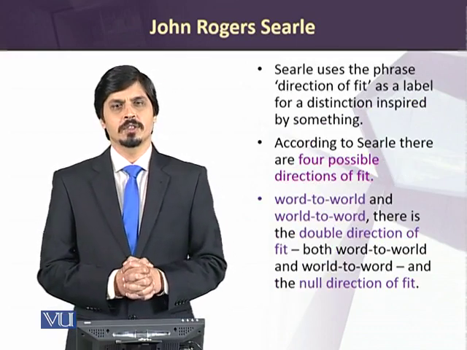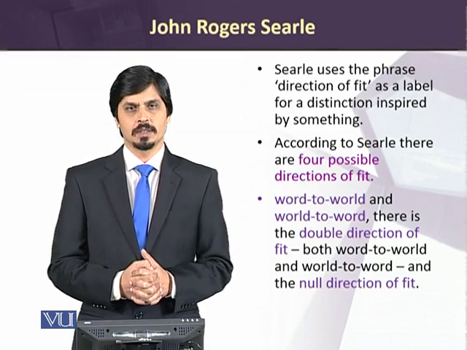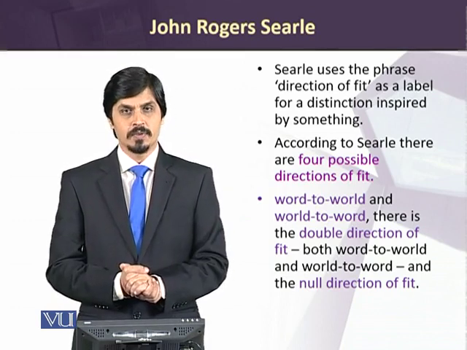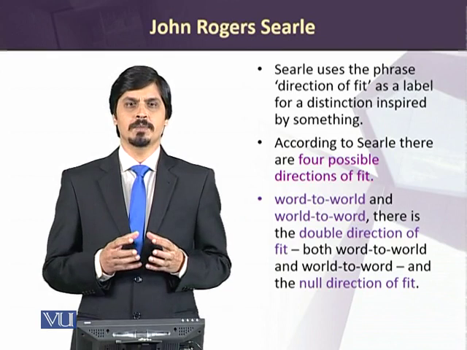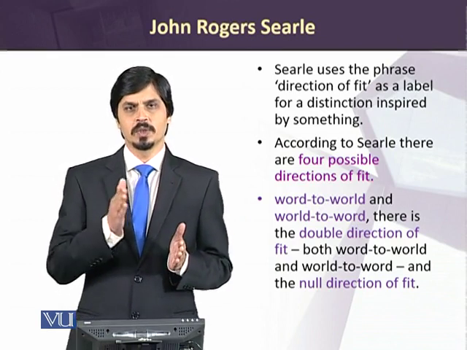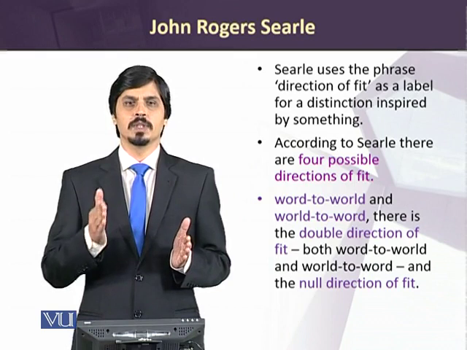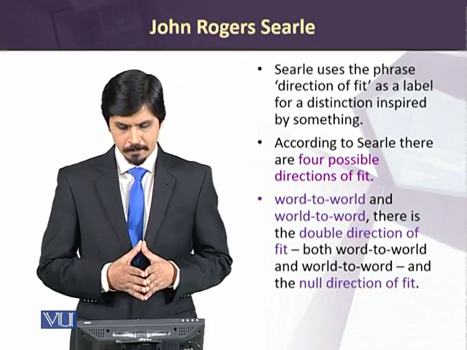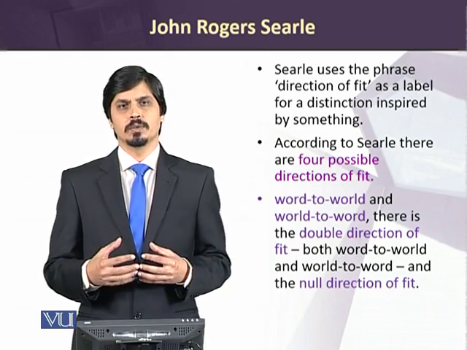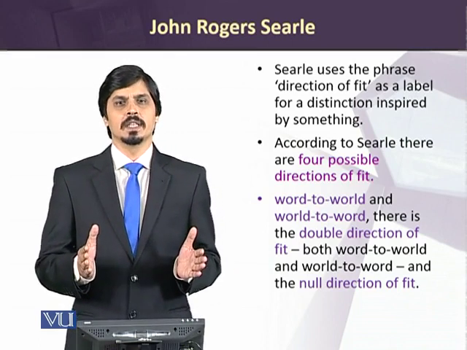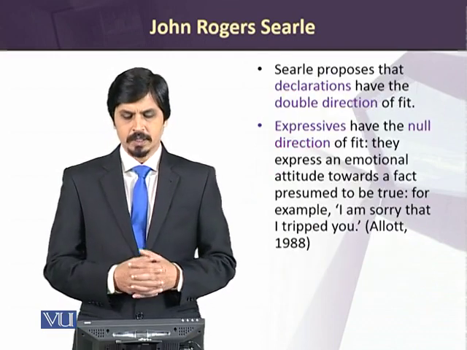There are 4 possible directions of fit according to Searle. Here we have word to world fit, and then we can have world to word fit, or double direction of fit. I mean, a certain speech act might have a direction from word to world. It's probably influencing the world in a certain way, or being influenced by the world in a certain way. It could have a word to world fit simultaneously. Then there could be a null direction of fit. It is not influencing anything in the world, or whatever it says has no bearing on the truth or the meaning of things. Let's see some examples in this regard.